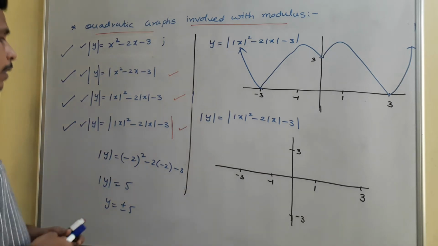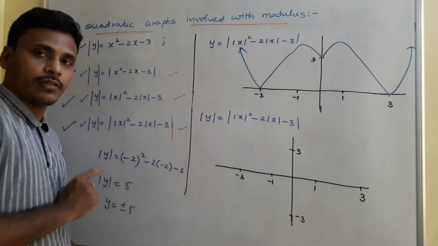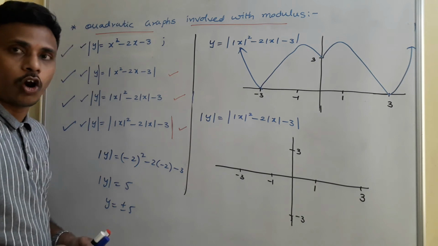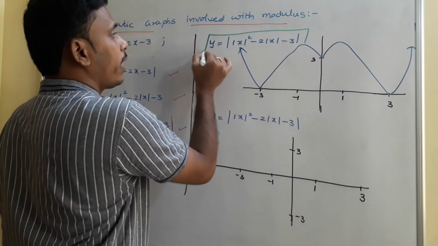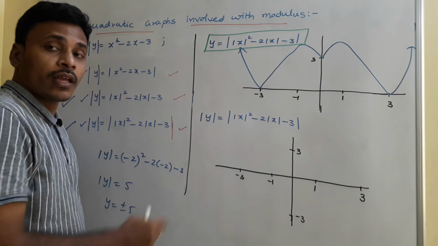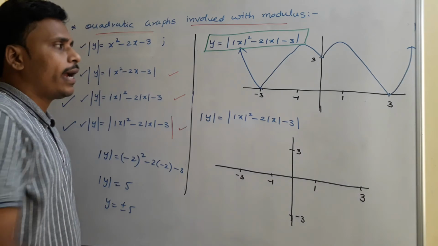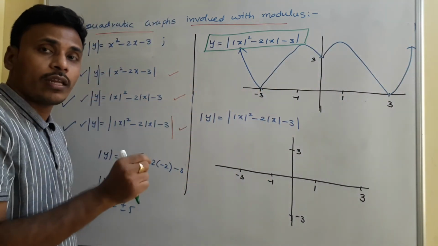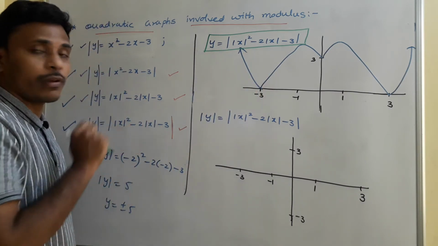Now the last one. See, modulus of y is equal to modulus of mod x square minus 2 mod x minus 3. We need to sketch this graph. And before going to sketch it, you need to recall the graph of y is equal to modulus of mod x square minus 2 mod x minus 3. The graph of this is just by flipping the negative graph of the third one to above the x-axis. At the end it looks like this, okay? And we sketched it in the previous class. If you have any confusion related to this graph, you just go and revise the previous class.